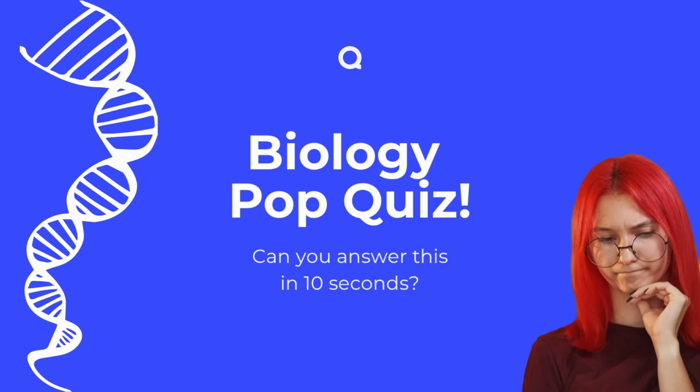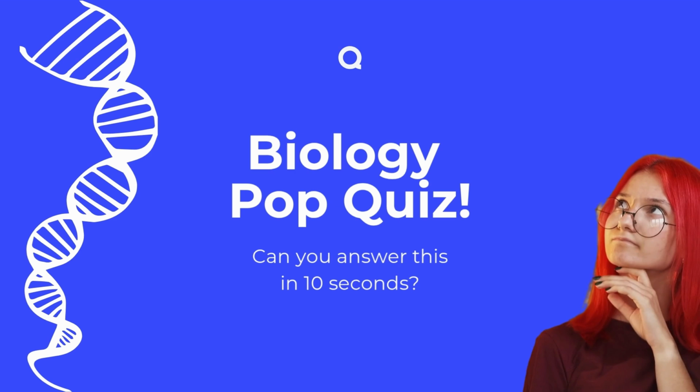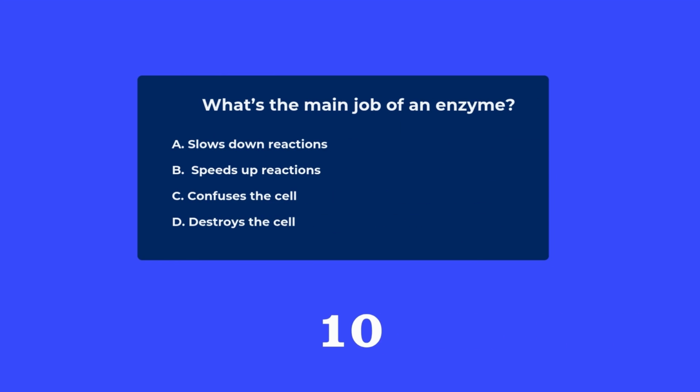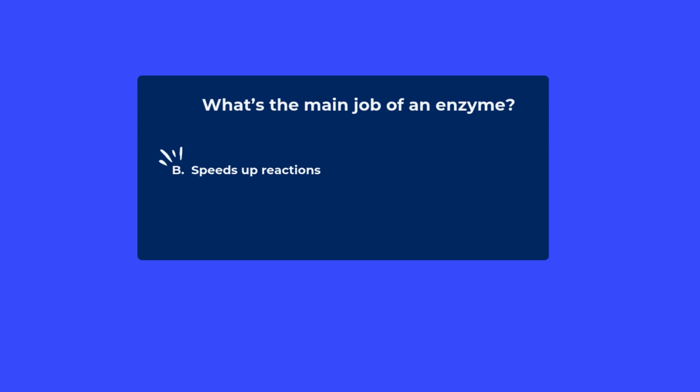Biology pop quiz. Can you get this right in 10 seconds? What's the main job of an enzyme? Yep, it's B. They speed up reactions without getting used up themselves.